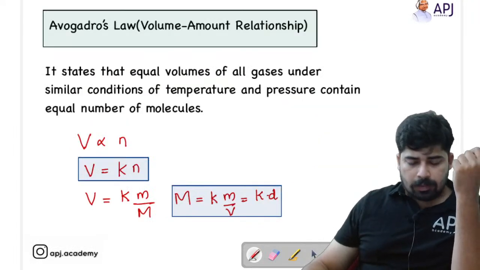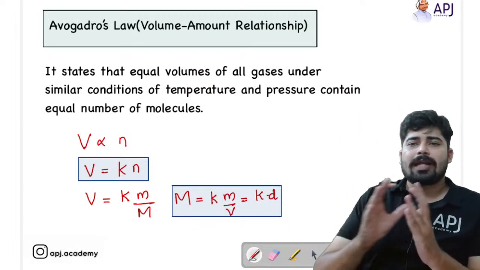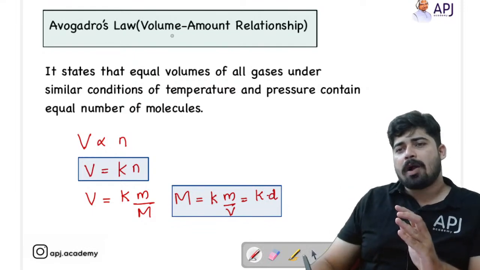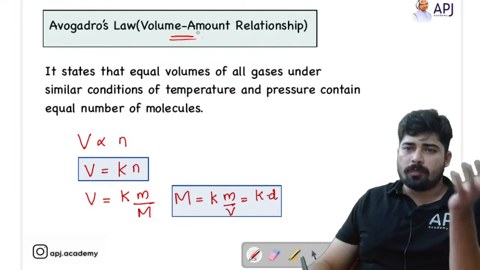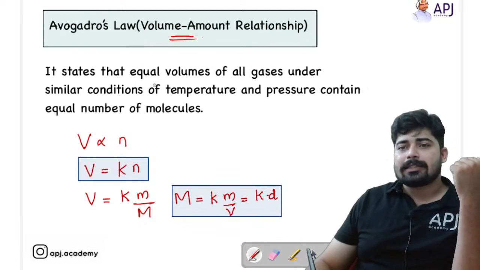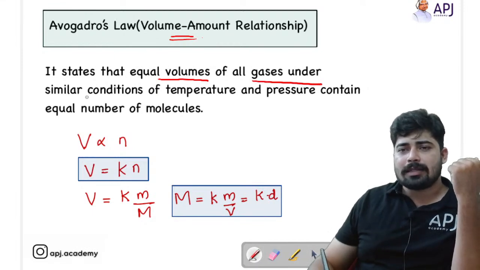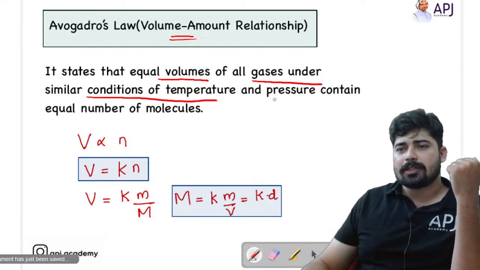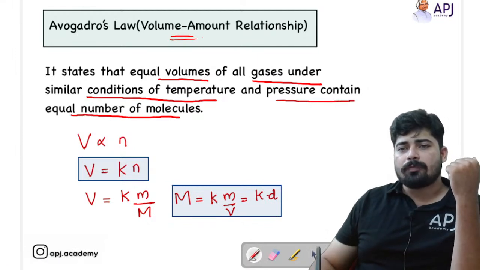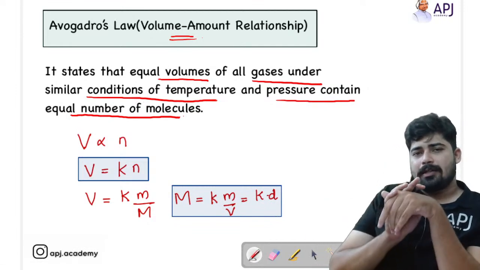Okay. Now the next law is Avogadro's law. Avogadro's law gives the relation between volume and the amount, or the number of moles. What Avogadro says is that equal volumes of all gases under similar conditions of temperature and pressure contain an equal number of molecules. So this is a very interesting fact.